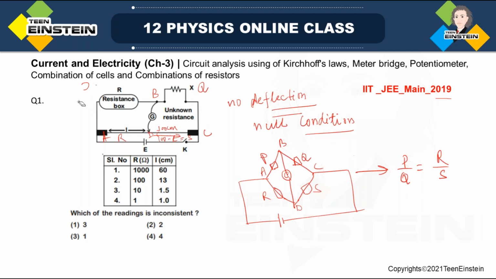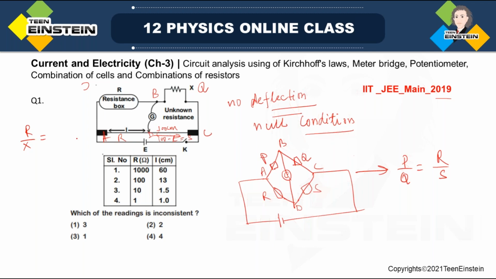So if we write down the condition for the null position over here, we get R by X is equal to L by 100 minus L.